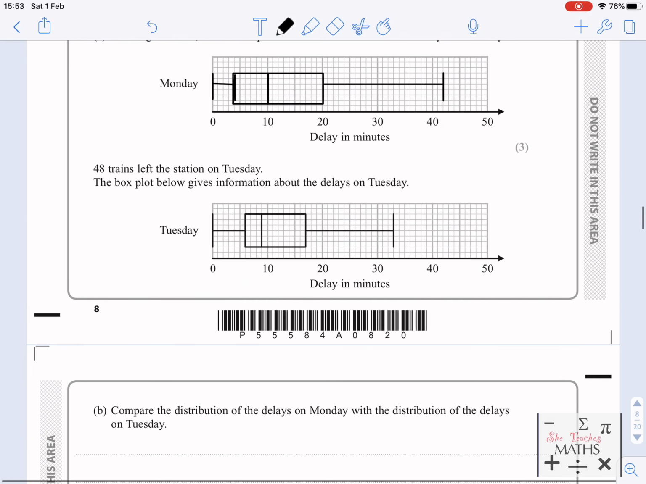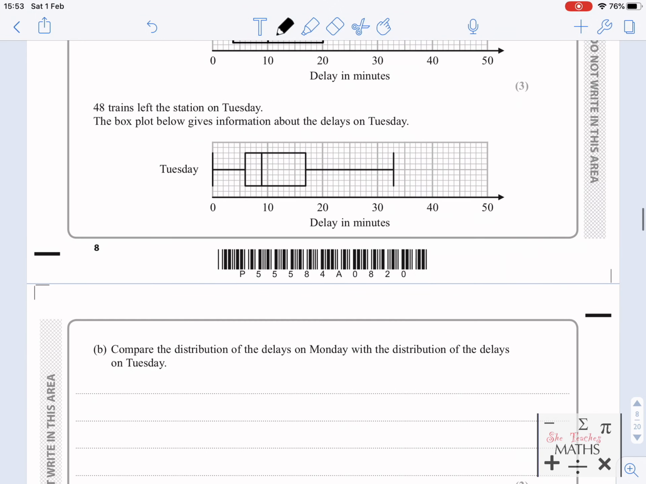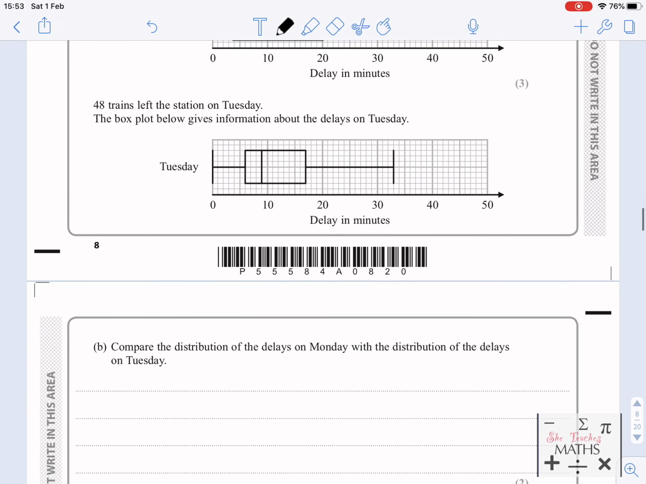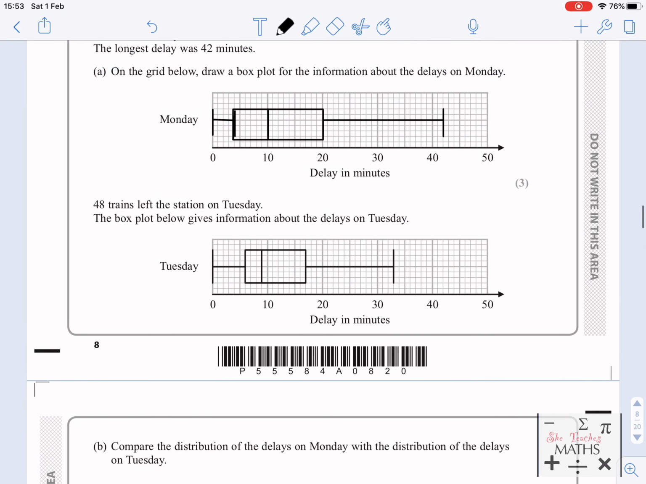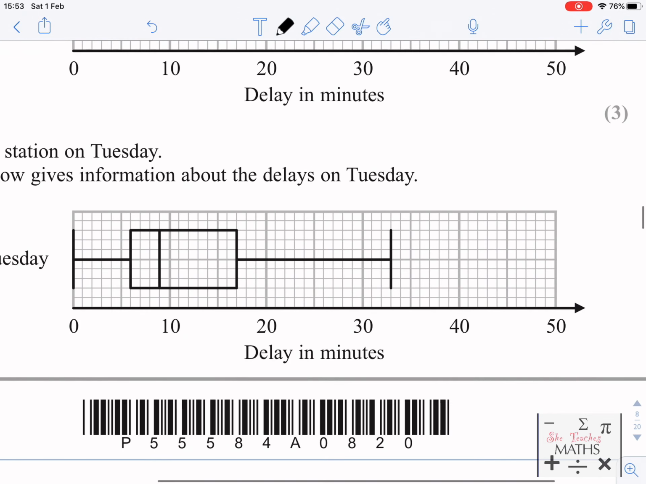For the next question, we're told that 48 trains left the station on Tuesday, and the box plot below gives information about the delays on Tuesday. Compare the distribution of the delays on Monday with the distribution of the delays on Tuesday. So this question is basically testing your knowledge on whether you understand what a box plot shows. So we know that the right whisker shows the longest delay. And on Tuesday, the longest delay was 33. And on Monday, we know that it was 42.